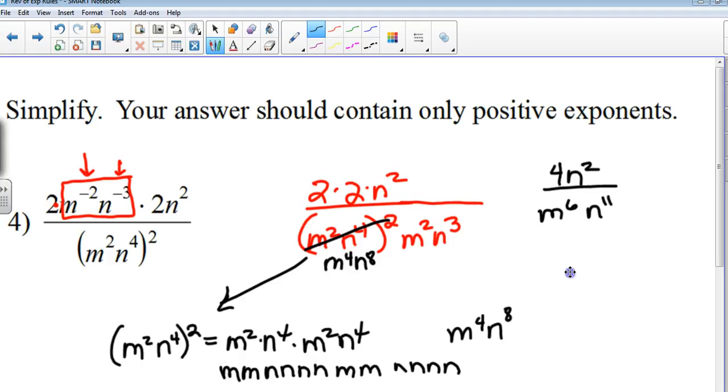Then what? If I wrote it all out, please don't make me write out 11 n's. 2 of these would divide out 2 of those, so there'd be 9 left. Or you could subtract. 2 minus 11 is negative 9, which tells you it belongs in the denominator to make it a positive 9. Okay? So I have 4 over m to the 6th, n to the 9th.